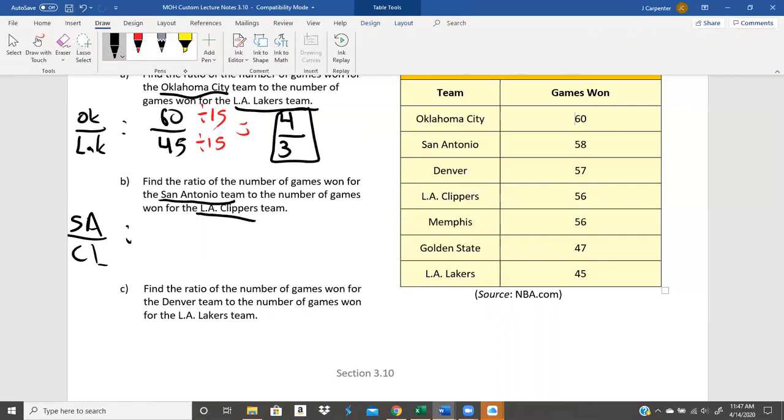San Antonio's number is 58. The Clippers' number is 56. And we're not going to be able to reduce this very much. 2 is the only thing that's going to go into them. So I'll show that. 2 will go into 58 29 times. 2 will go into 56 28 times. So for every 29 games San Antonio has won, that means the Clippers won 28 games. That's just a nice reason to reduce fractions, to get smaller, more manageable numbers.